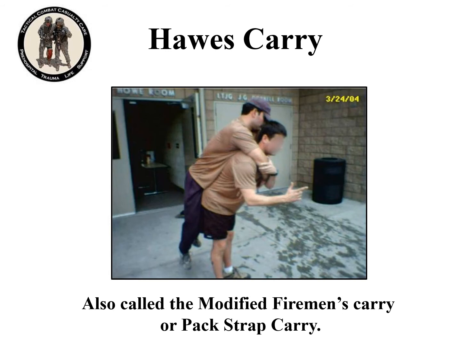HAVES carry, also called the modified fireman's carry or pack strap carry. Technique: the rescuer squats. The casualty's arms are wrapped around the rescuer's neck, and the rescuer holds one arm locked down under the other. The rescuer lifts with his legs. Advantages: only one rescuer is exposed to hostile fire, may be useful in situations where a drag is not a good option, and works much better than the fireman's carry.